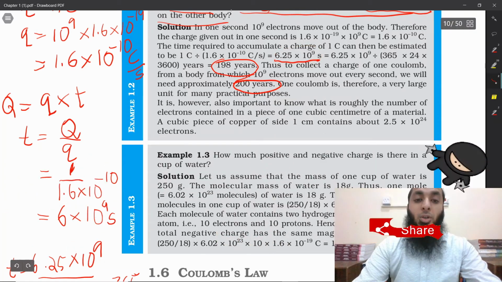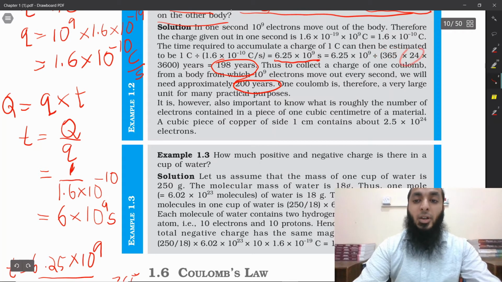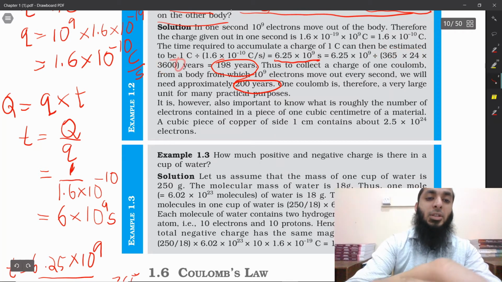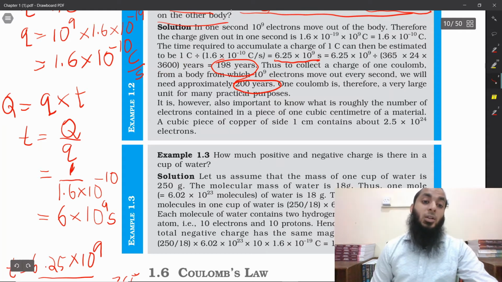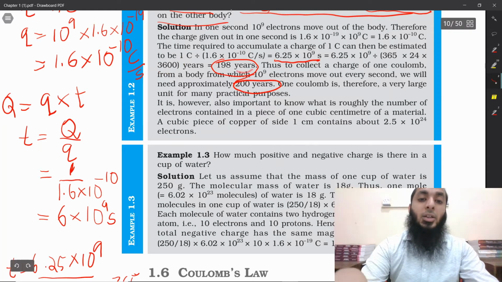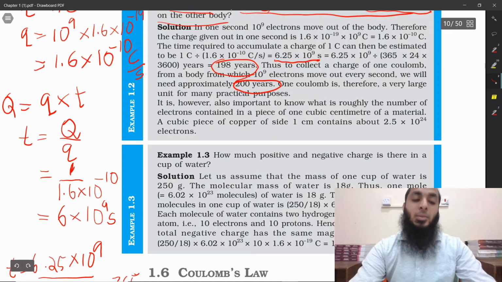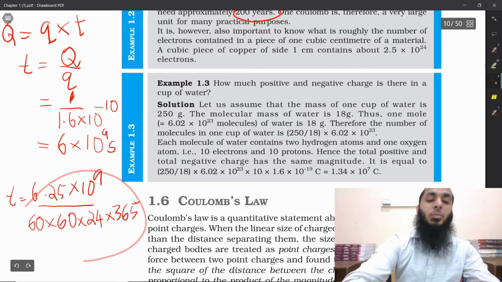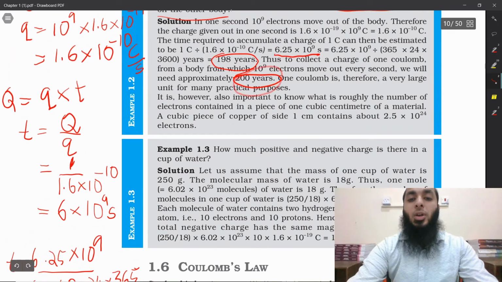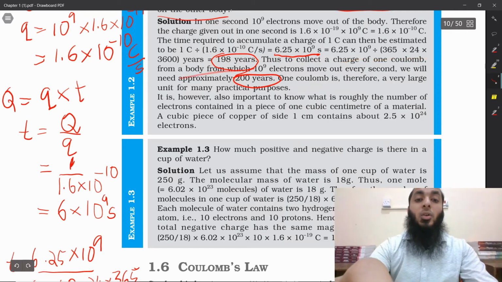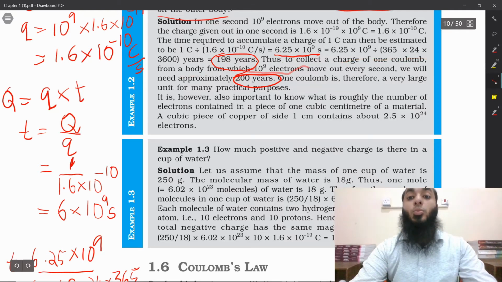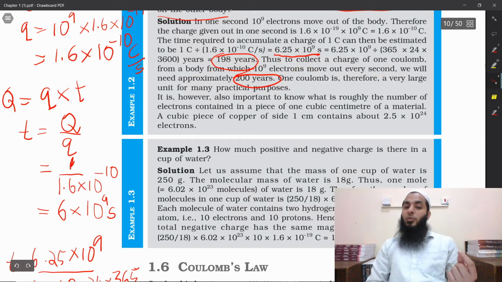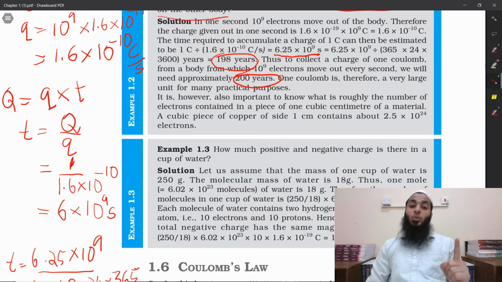And if you want to convert it to years, you have to divide by 365, 24 and 60 multiplied by 60, which is 3600. If you divide all these, you will get 198 years, which can be approximated as 200 years. So to collect a charge of 1 coulomb from a body from which 10 raised to 9 electrons move out every second, it takes this long. It's not a small amount of electrons coming out every second, 10 raised to 9 electrons.